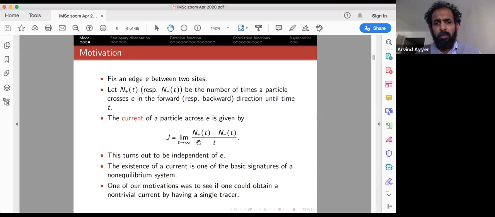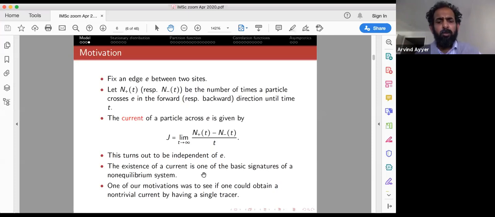Then the limit of this quantity, n plus minus n minus divided by t, as t goes to infinity, is called the current. It's not too hard to see that this is independent of the edge that you chose. It's just particle conservation.